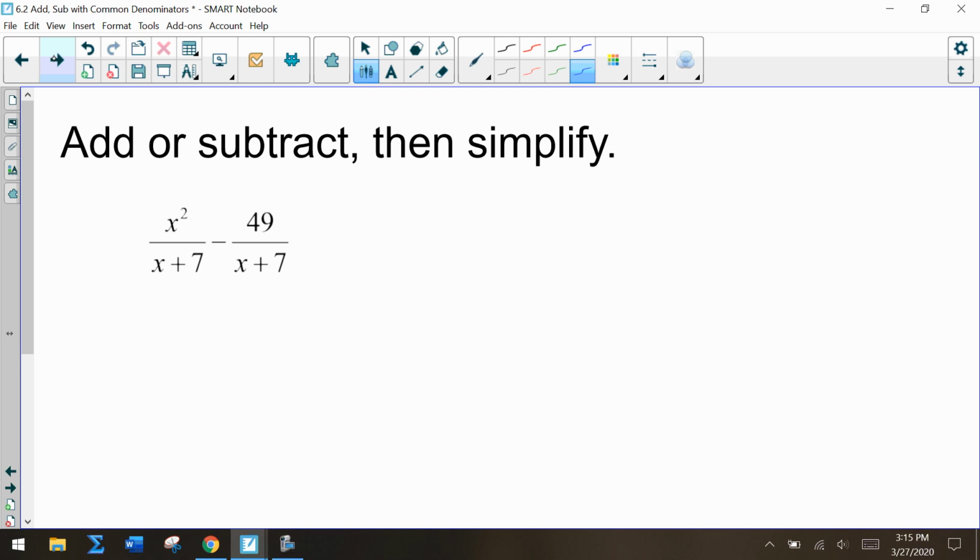So for this particular problem, we have a common denominator, but the denominator is x plus 7. Again, I always like putting parentheses around these just so we know that they come together. This x plus 7 is a pair. So if we subtract the numerators, we have x squared minus 49. And we keep the single denominator, the common denominator.